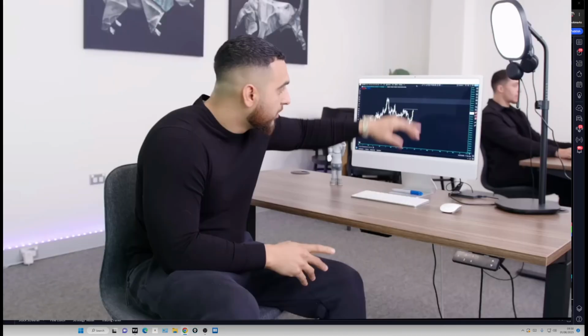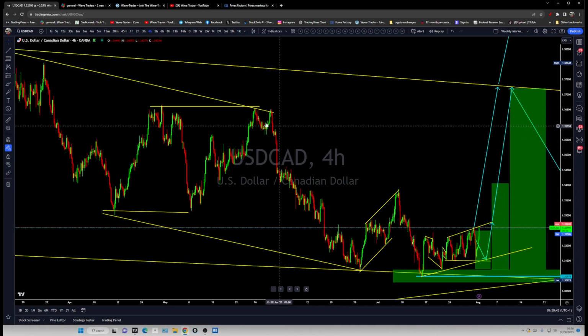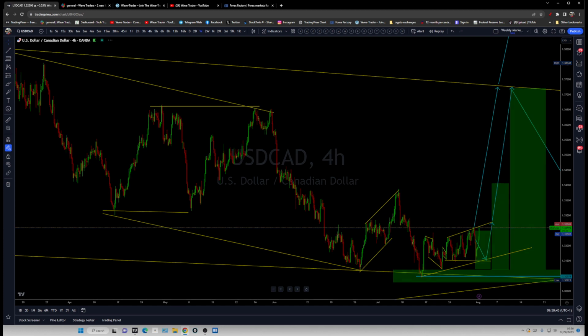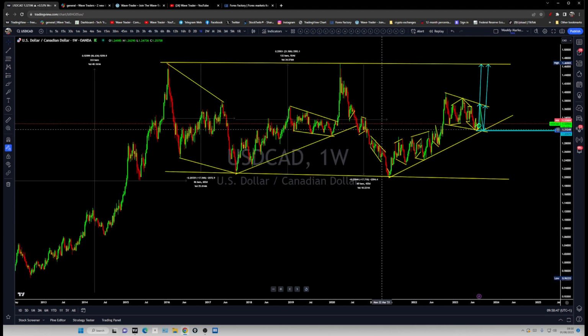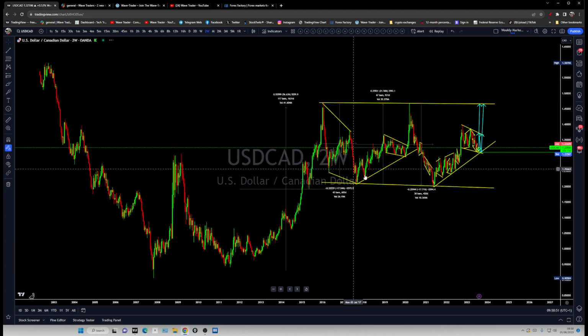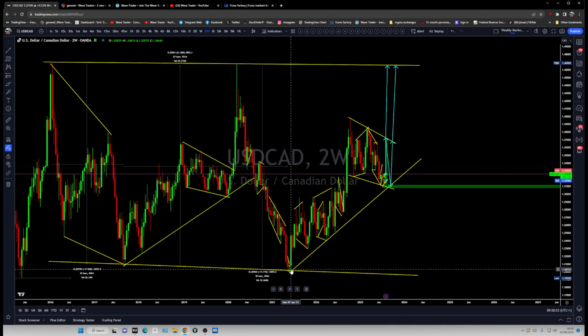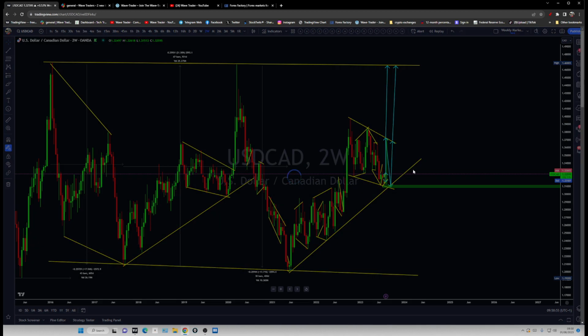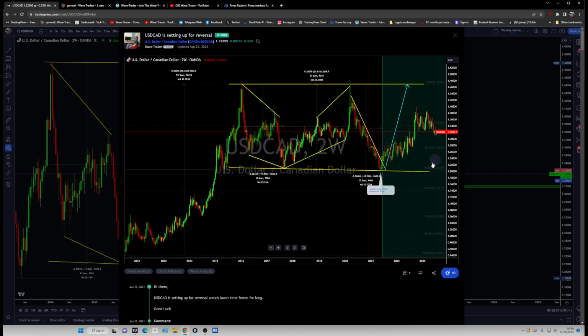Okay, so that was the previous video analysis. The bigger structure has not changed. This bigger structure, the bigger 2-week time frame, is not changing. We are trading on a lower time frame, and that hasn't changed. Hopefully you understand that.